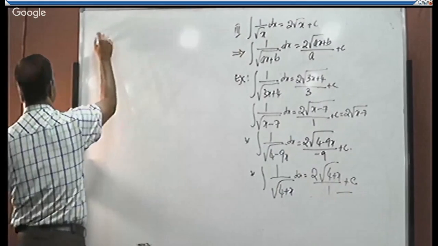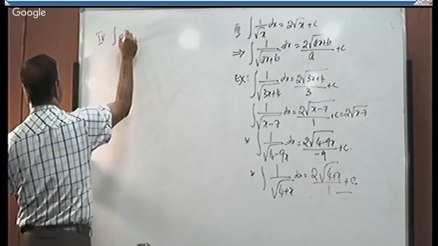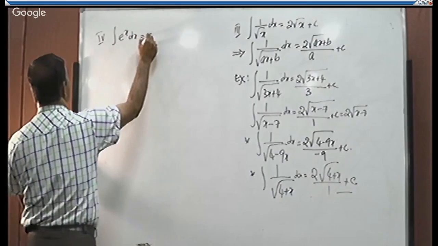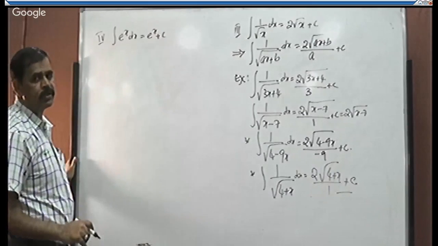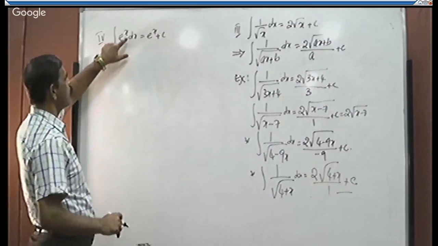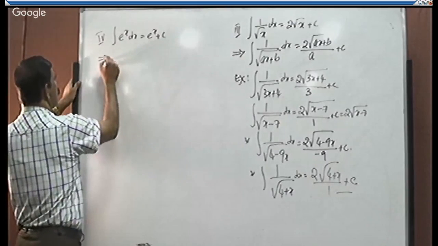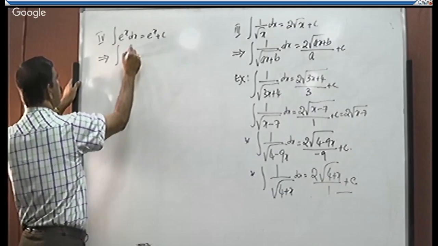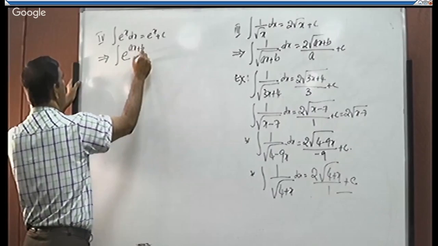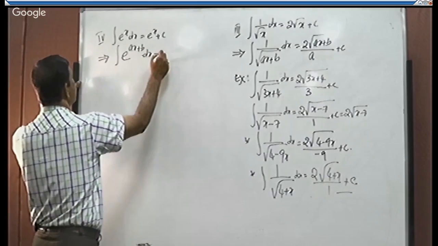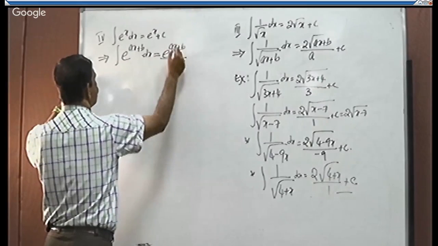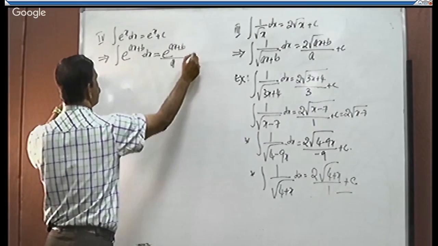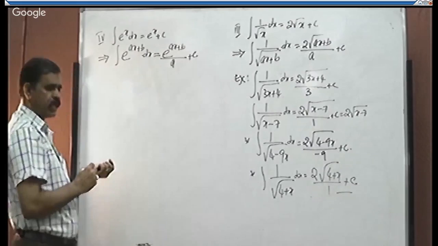Fourth, integration of e power x is e power x plus c. Here also we are changing x into ax plus b. The equivalent is integration of e to the power of ax plus b into dx. So the answer is e to the power of ax plus b divided by the x coefficient, which is a, plus c.